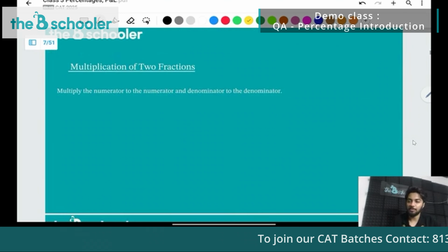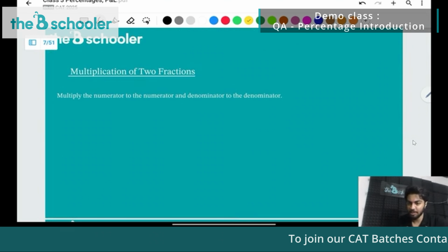Now let's go into multiplication of two fractions. When you do multiplication, you don't have to make the denominators common. You can directly multiply. For example, when you do 1 by 2 into 1 by 3, you get 1 by 6. That is 1 into 1 numerator by 2 into 3, which is going to be 1 by 6. Okay.